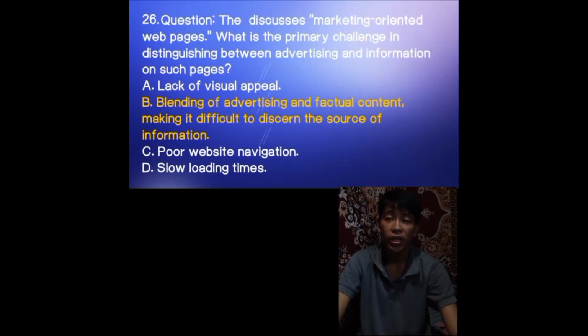So for number 26, the correct answer is letter B. Blending of advertising and factual content, making it difficult to discern the source of information. So marketing pages often blend advertising with information, making it hard for users to identify reliable resources.